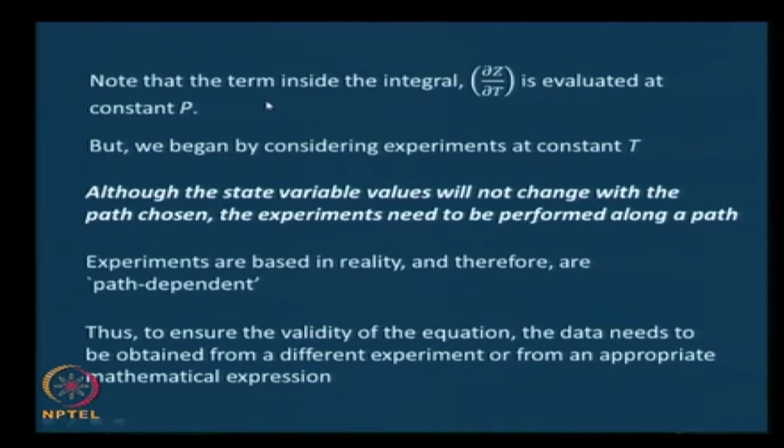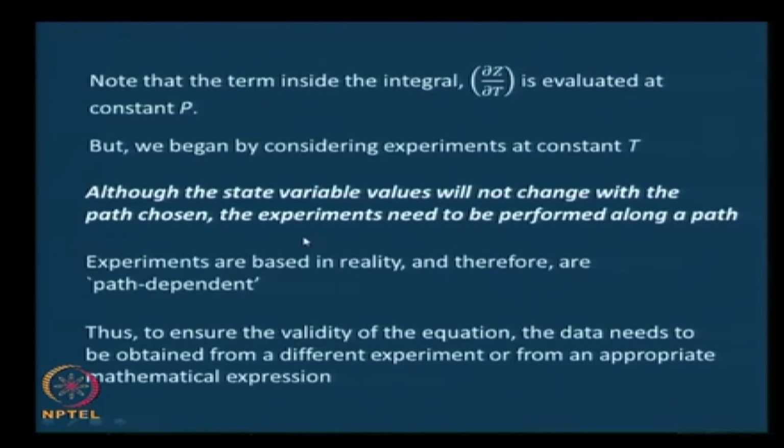I think I should mention this again. This is a slightly different way of presenting the same basic argument. Here we are in the realm of experiments which are grounded in reality. We are looking at ways to get ∂Z/∂T at constant P, whereas we started the derivation by looking at constant temperature processes. And since the experiments are path dependent, we need to obtain ∂Z/∂T at constant P from a different set of experiments where the P is held constant.